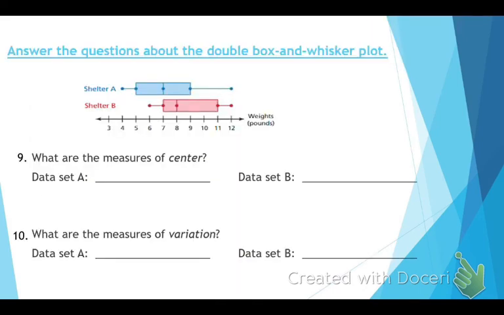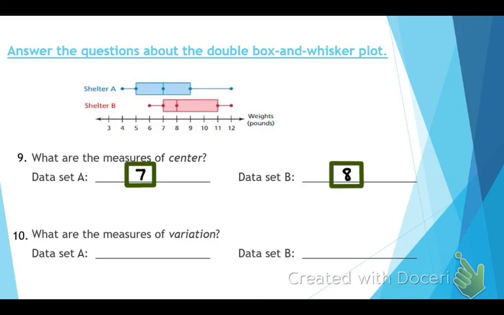All right, the final 4 questions are about this double box and whisker plot. I want you to answer 9 through 12 on your own. Okay, let's see what you got. Question number 9, what are the measures of center? What's another name for measure of center? Median. The median. Rodney, what's the measure of center for data set A? 7 is correct, all right? That's the number that comes in the middle. Rome, what about data set B? 8, very good. Once again, the number that comes in the middle, or the median.